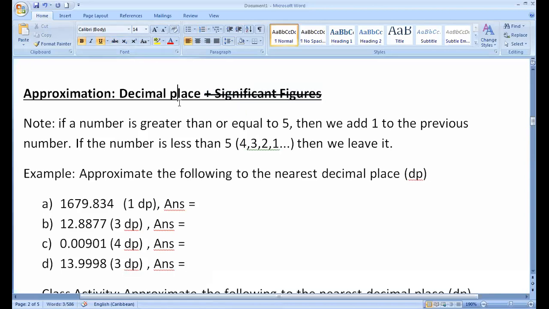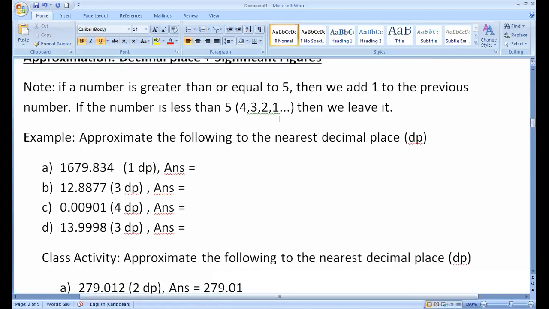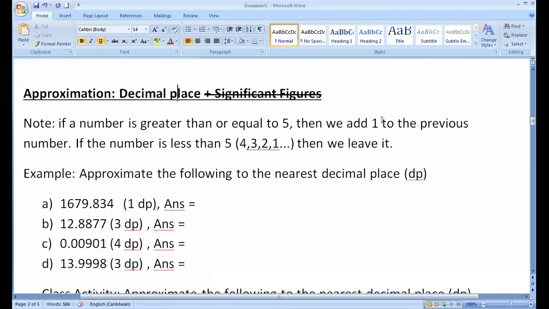That shouldn't be there. So it's actually decimal place. Significant figures don't come down as yet.